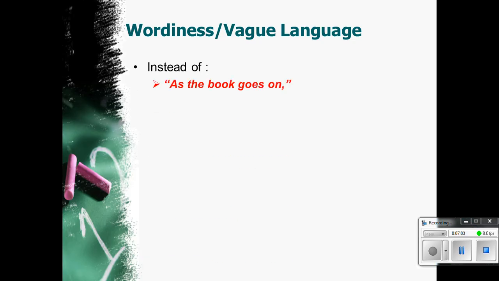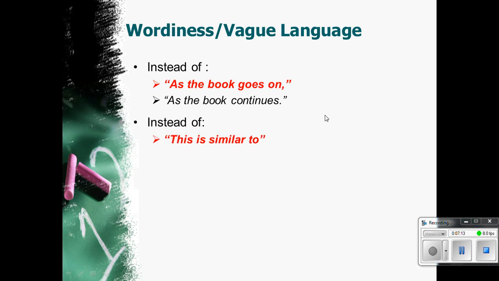More wordiness and vague language. Here are some quick examples. Instead of saying as the book goes on, we can cut that down to as the book continues. Instead of saying this is similar to, we can simply say similarly.